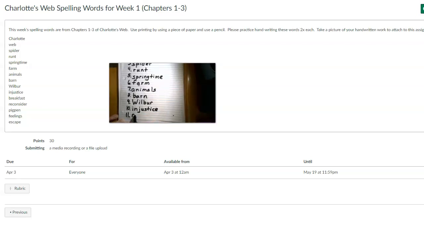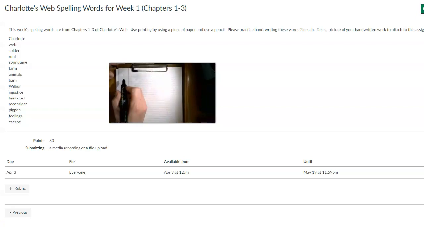Number 11, reconsider. Re, also a prefix, consider. You should really reconsider or think about your decision again. Number 12, pigpen. Also a compound word, pig, pen. They go together to make one word, but if those words were separated, they'd still make sense on their own. Pigs sometimes live in a pigpen.